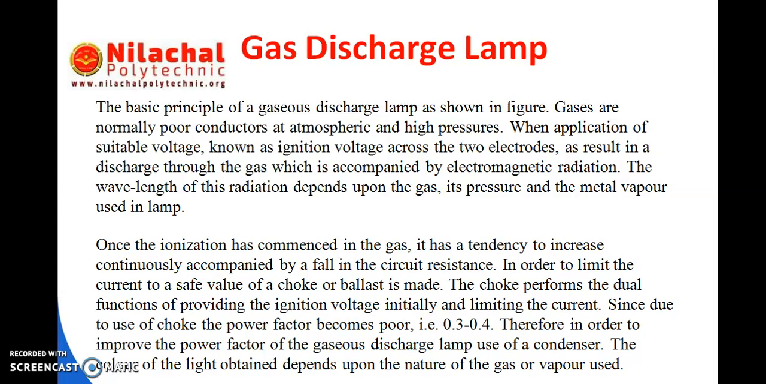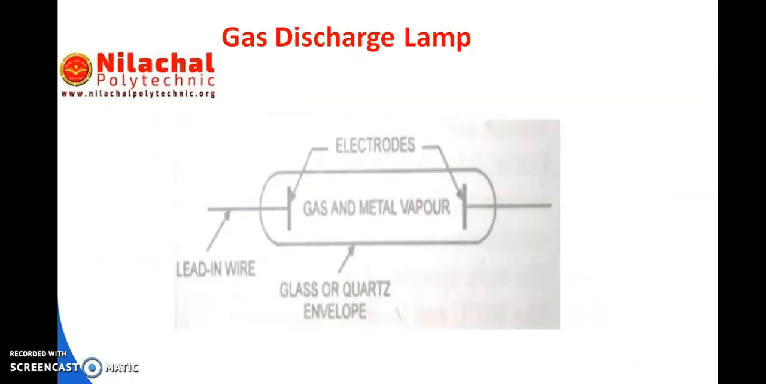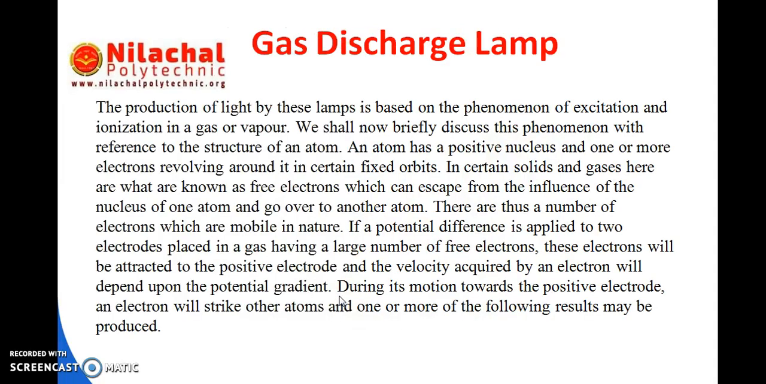Due to the use of the choke, the power factor becomes poor, that is 0.3 to 0.4. Therefore, in order to improve the power factor of the gas discharge lamp, a condenser is used. The color of the light obtained depends upon the nature of the gas or vapor used. So this is a gas discharge lamp. This shows the lead-in wire and electrodes, gas and metal vapor. The production of light by this lamp is based on the phenomenon of excitation and ionization in a gas or vapor.